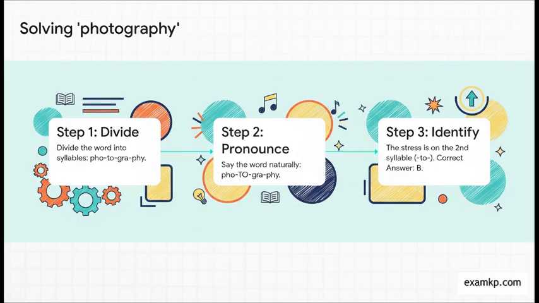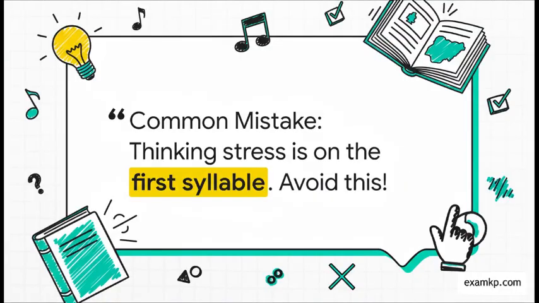Step 1, we divide it. Photographic, 4 syllables. Step 2, say it out loud, naturally, and just listen for where the emphasis is. Photography. You can hear it, can't you? The stress falls right on that second syllable, "to". So the correct answer is clearly B.